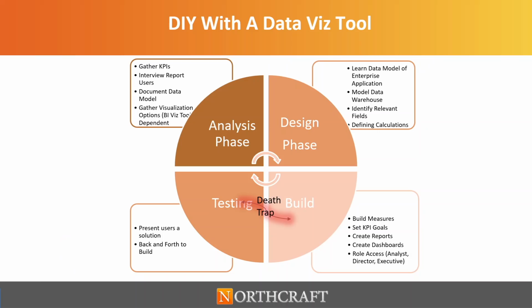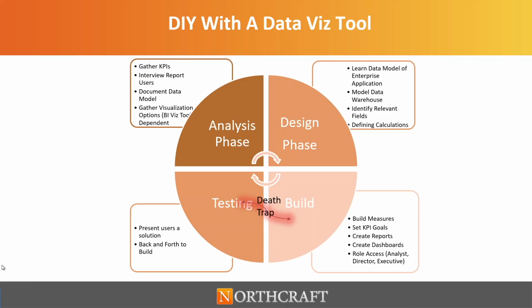Next, in the build phase, we're going to build those measures: average resolve time, percent CPU utilization, whatever it is. Then we'll set our KPI goals based on the business unit that's demanding it. They might be different, for example, for desktop support versus enterprise applications versus the network team. We're going to create the reports and the dashboards, and that's always going to be necessary because custom report requirements will always come up. We're going to define and build the role access for analyst, director, executive.